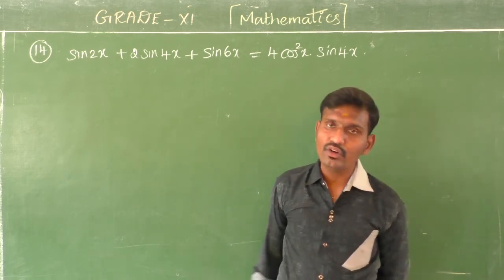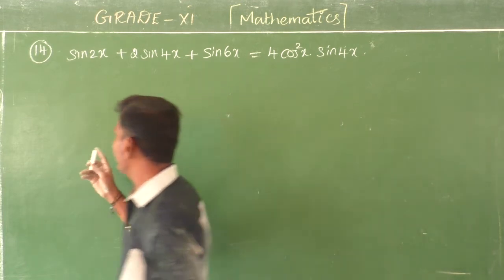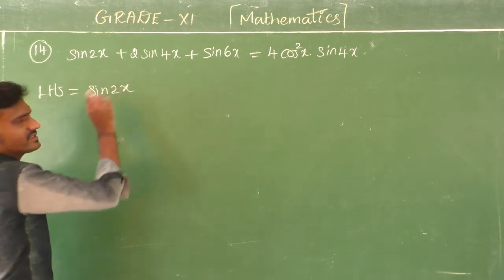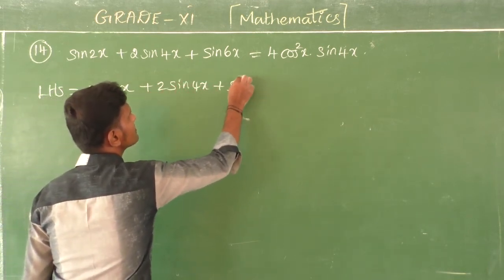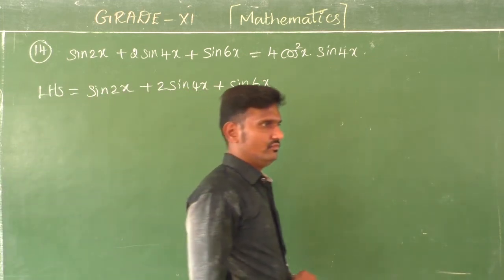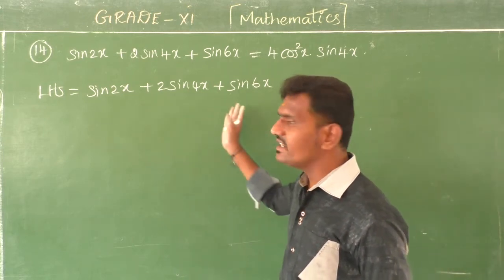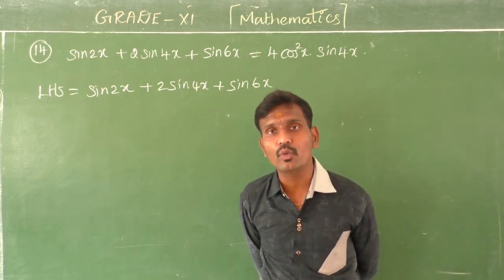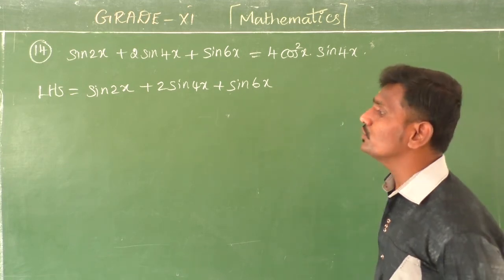Now here also we have to take the left side and prove the right side. In the left side you have 3 terms. Left side is equal to sin 2x plus 2 sin 4x plus sin 6x. We have to simplify now by using the sin formula. Take page number 69, you have a formula for sin x plus sin y. What is the formula for sin x plus sin y? 2 sin x plus y into cos x minus y.